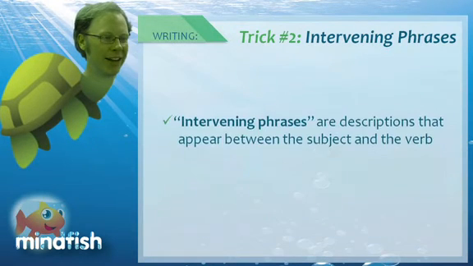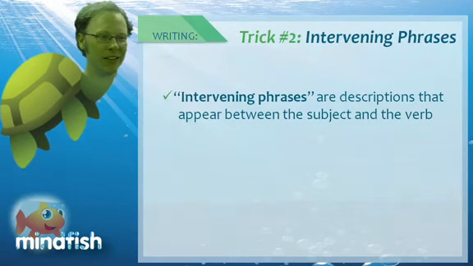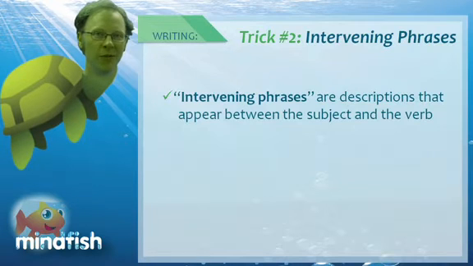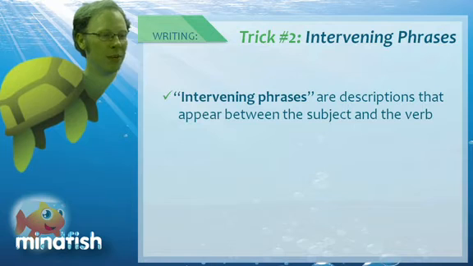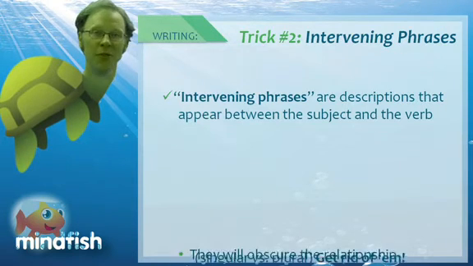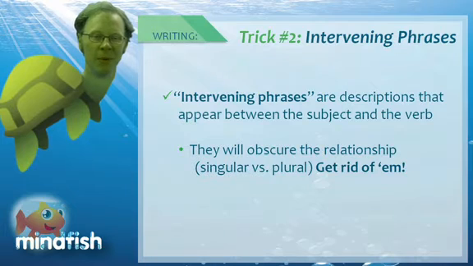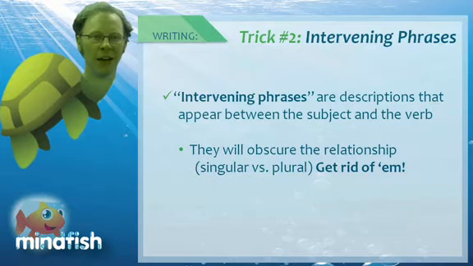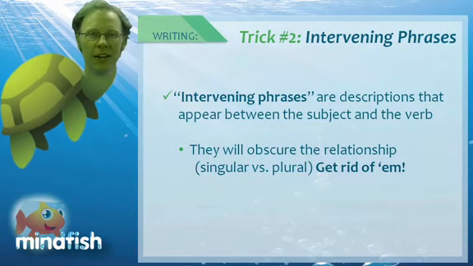The second trick that the test makers use to try to fool us about subject-verb relationships is called intervening phrases. Intervening phrases are quite simply descriptions that appear between the subject and the verb in the sentence. Often they will obscure the relationship between the subject and the verb and confuse us as to whether we're looking for singular or plural verbs. The best way to deal with intervening phrases is to get rid of them. Let's look at an example.